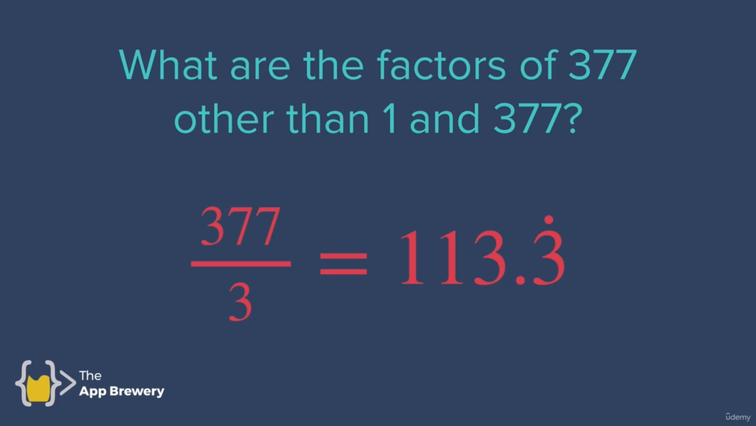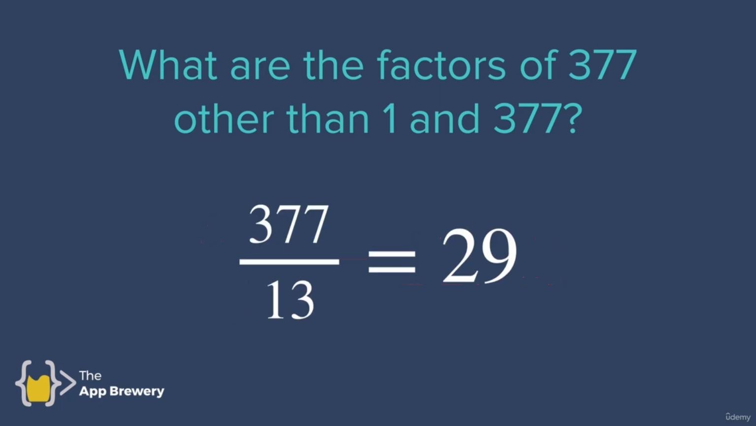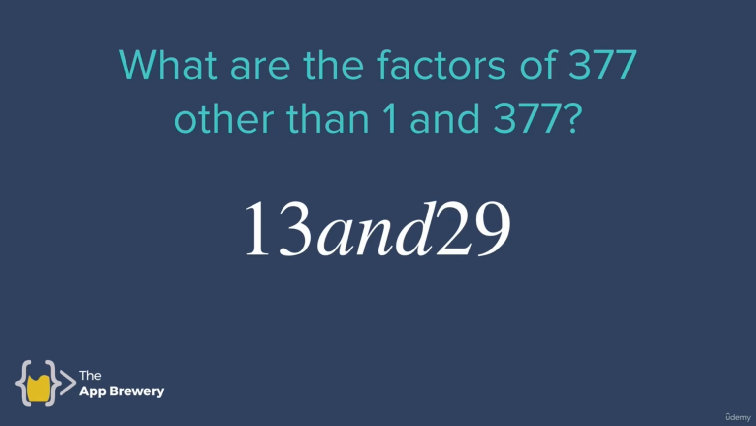What if you divide it by 3? Well, that becomes 113.3 recurring, which is also not a whole number, so 3 is not a factor either. And you might go through this process for a long time, tediously, going through number by number. Well, then you might arrive at the point where you divide 377 by 13 and you end up with 29. So 13 and 29 are the answers to this question. They are the only factors of 377 other than 1 and 377.